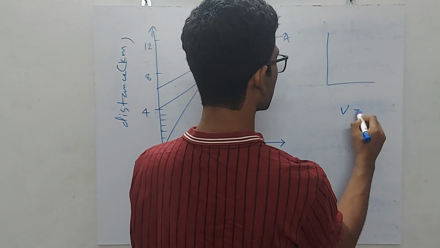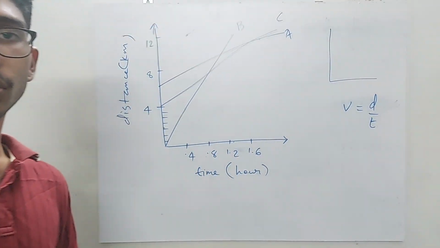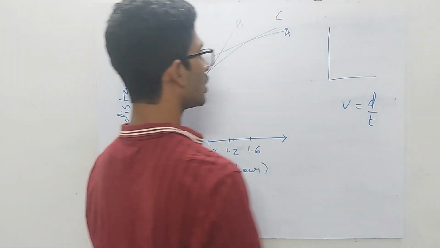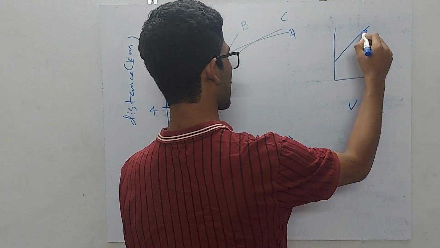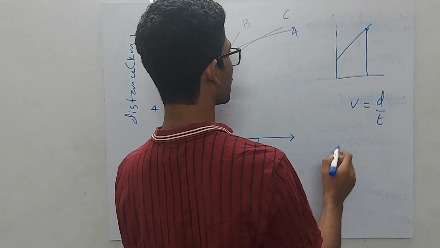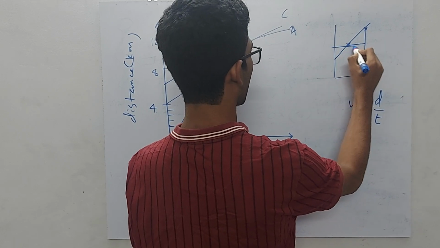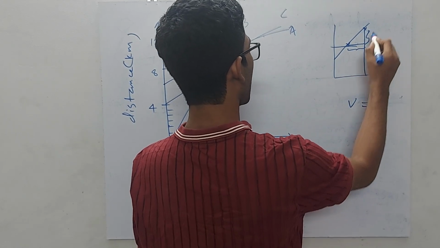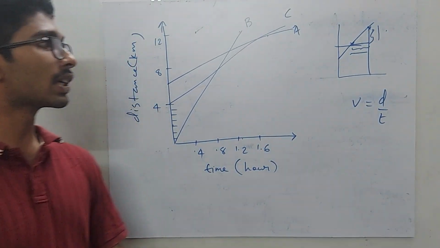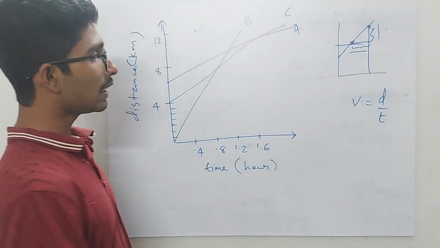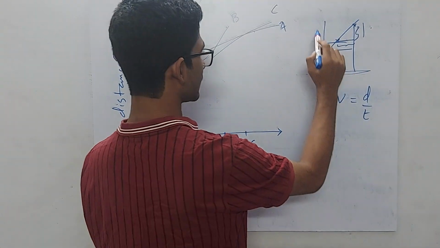We know speed is equal to distance by time, isn't it? I hope you know how to calculate the slope of a line. If this is a straight line, we take a point and draw a line parallel to the y-axis, and from another point we draw a line parallel to the x-axis. Then we consider this small triangle, find this distance and this distance, and divide the y distance by the x distance, which gives the slope of the graph. Similarly here we have distance by time, so we take time on the x-axis and distance on the y-axis.